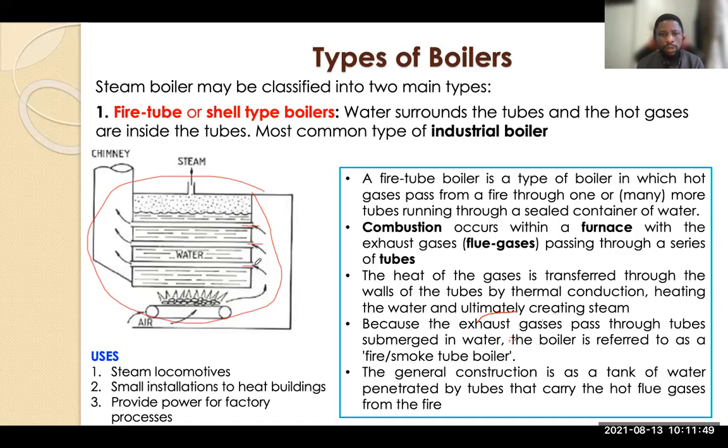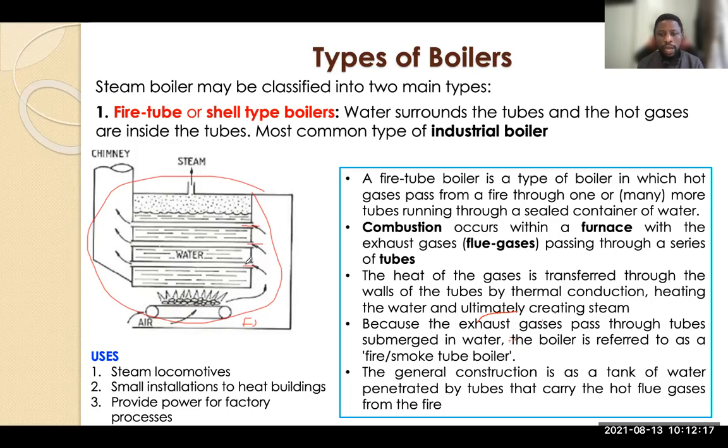And so that's where the tube name comes from. And now the second part of the name, fire, where does that come from? So we have what we call a furnace. So here is the furnace. And so remember, we've said we've got tubes in the boiler or in the drum. So we have tubes through the sealed boiler, through the drum, and these tubes are surrounded by water.